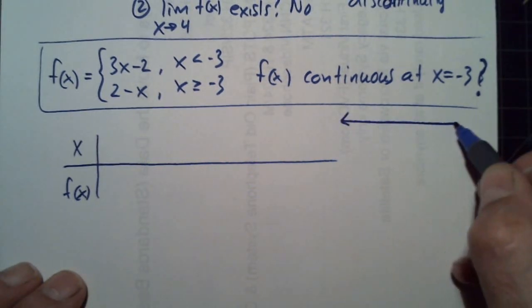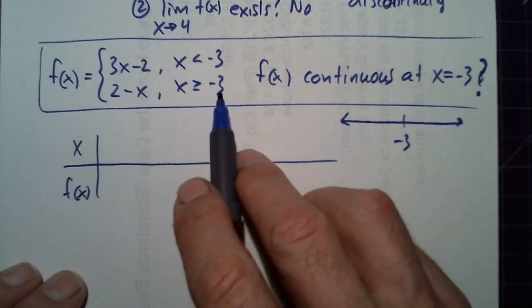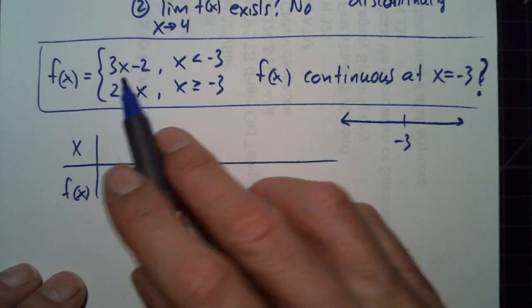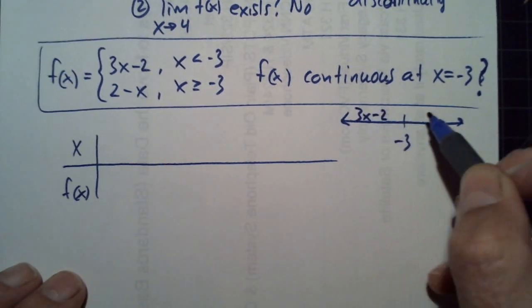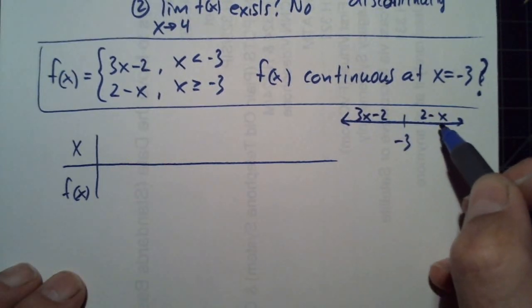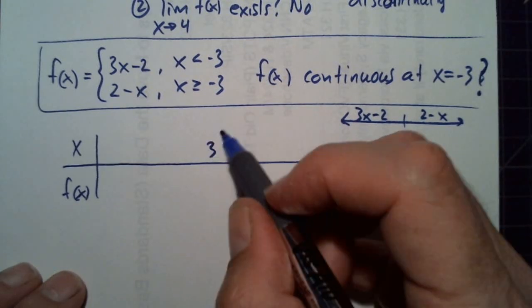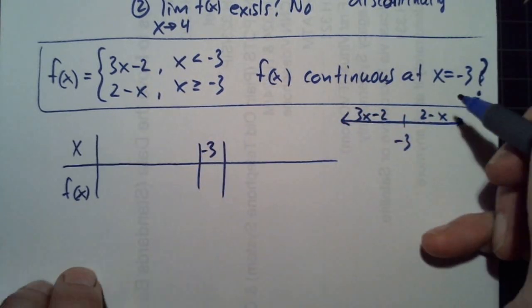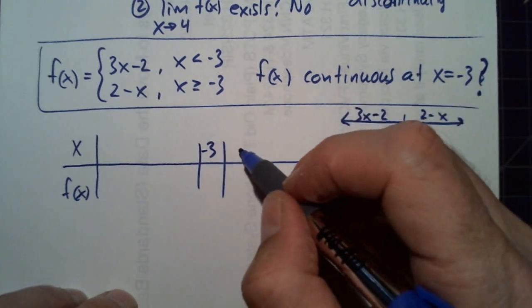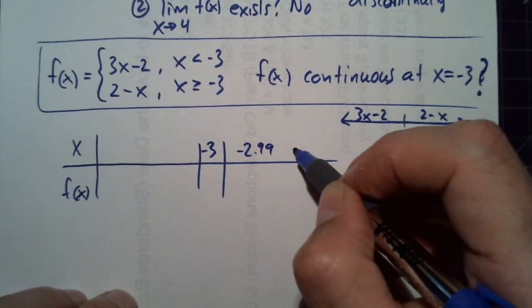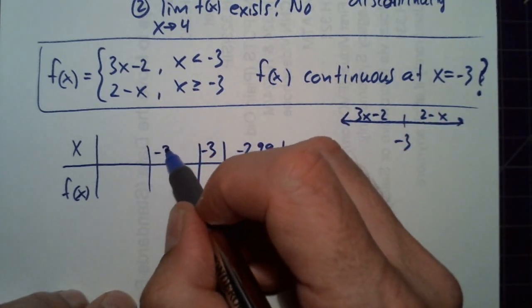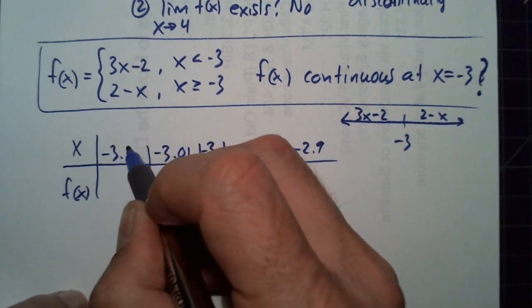Remember that when we look at a piecewise function, here we're dividing it up at negative 3, so we want to use 3x minus 2 on the left, 2 minus x on the right. Negative 3 is in the center. So we have to get close to negative 3. Negative 2.99, negative 2.9. Negative 3.01, negative 3.1.